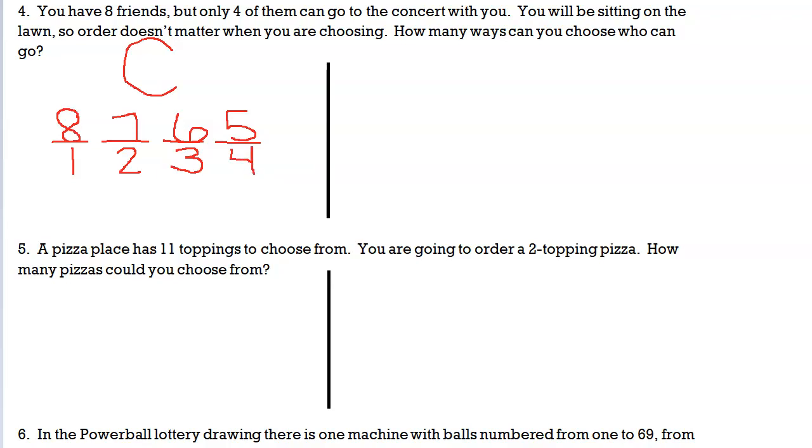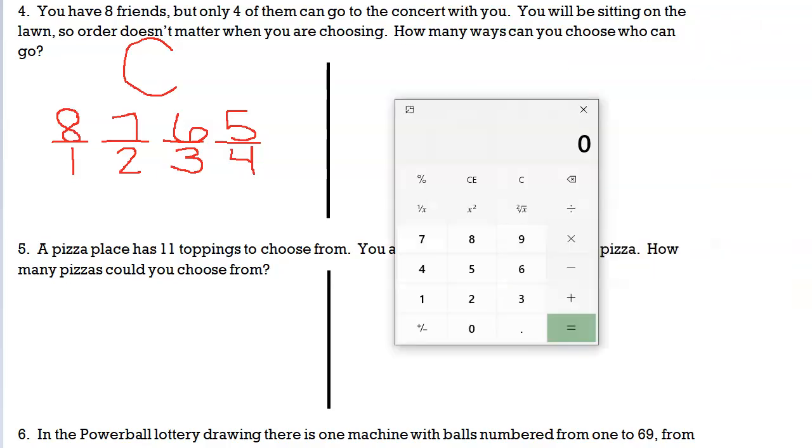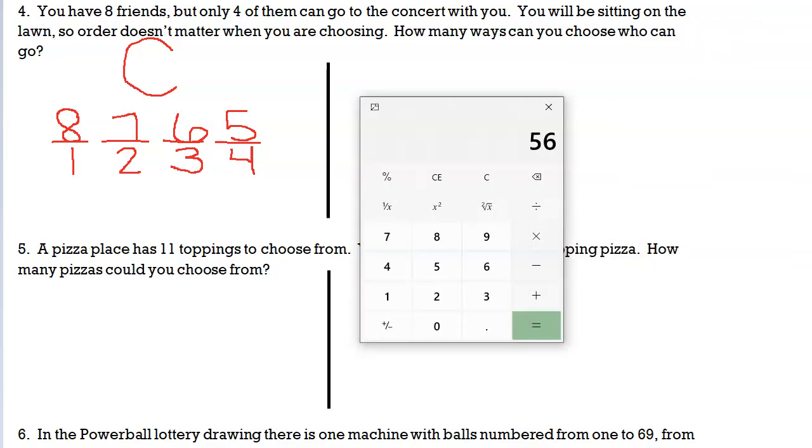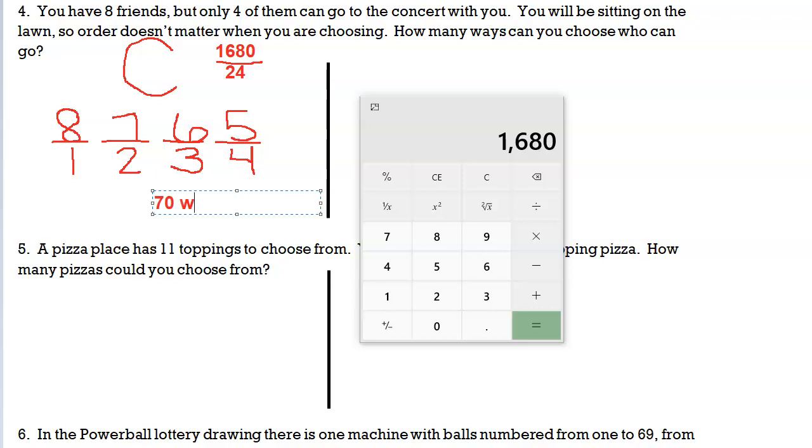All right, now once you get there, you get the calculator and you get 8 times 7 times 6 times 5, so the top is going to be 1680. And then you divide by 24. So how many different ways can you choose who is going to go? The answer would be 70 different ways. Okay, so just to show you, there you go.